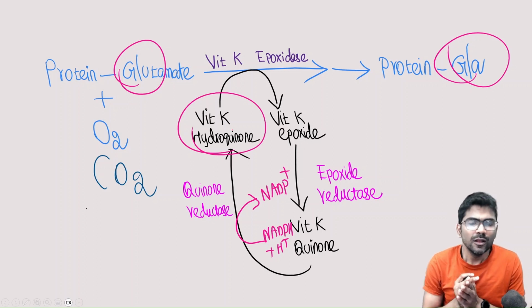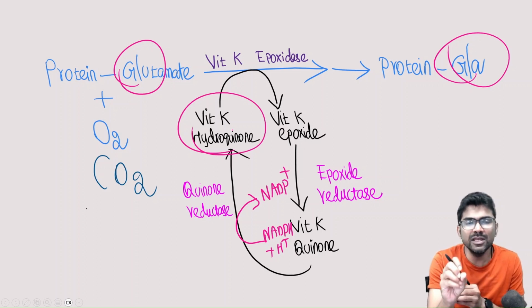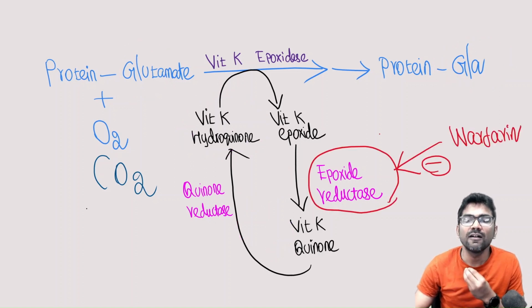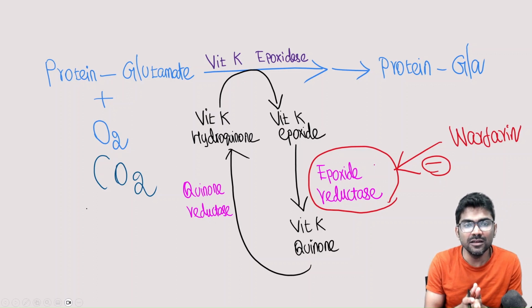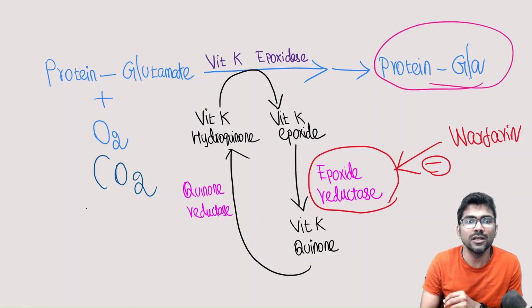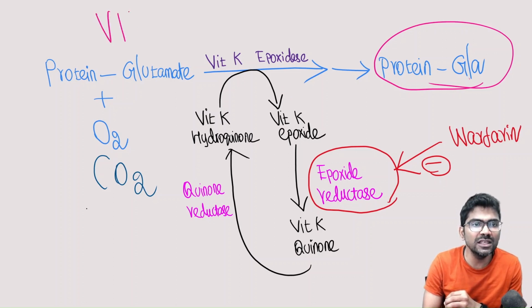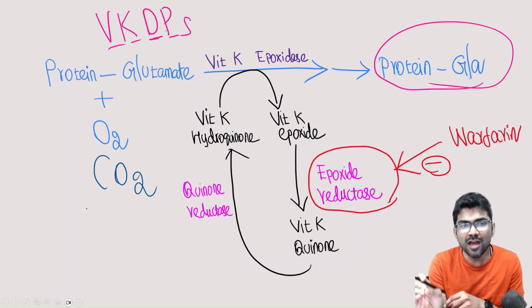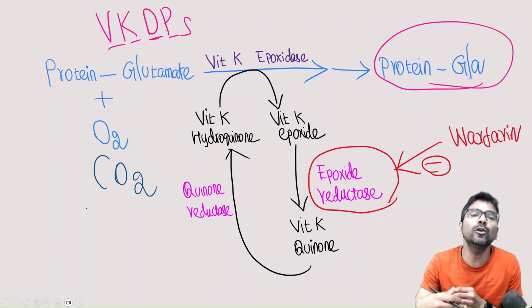Right? What is the pharmacological connection between this vitamin K and warfarin? If you look at this, warfarin is an inhibitor of epoxide reductase. So warfarin will inhibit the formation of GLA, right? GLA containing proteins are also known as VKDPs, vitamin K dependent proteins. Okay, so warfarin is an anticoagulant.